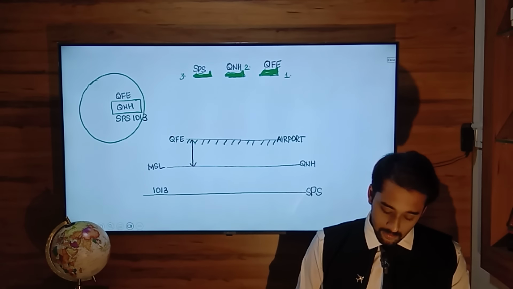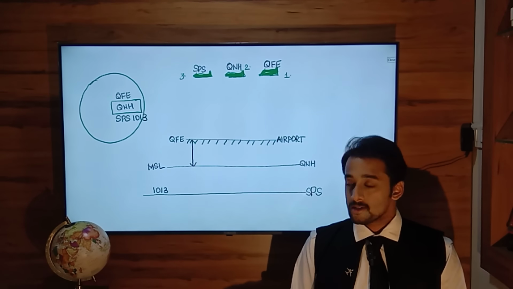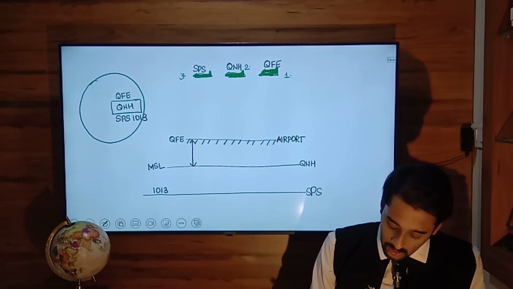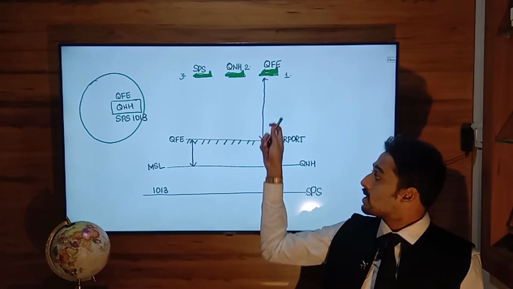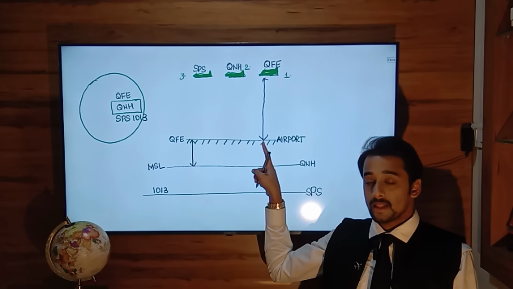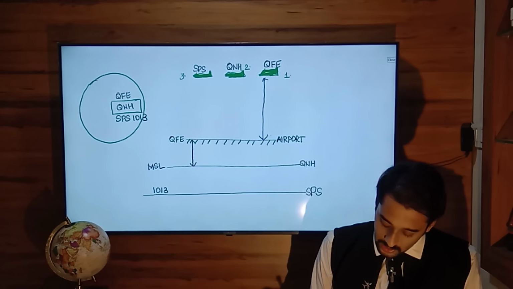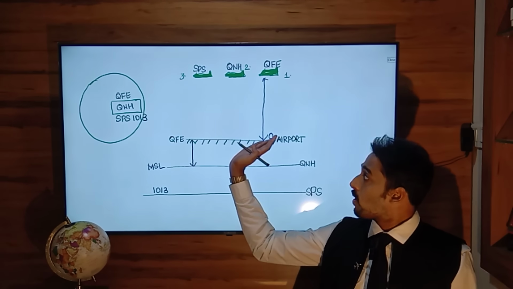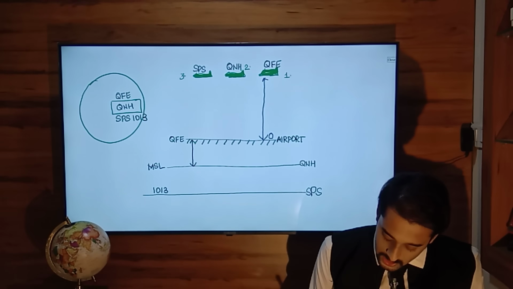Now in this example you have aircraft 1 which has QFE pressure setting in it. So for this particular aircraft, the vertical distance will be measured from the QFE pressure datum. That means the pressure datum of QFE will be the starting point. So this will be the starting point, that is 0 foot. From this your vertical distance will be measured, and that vertical distance is called height.